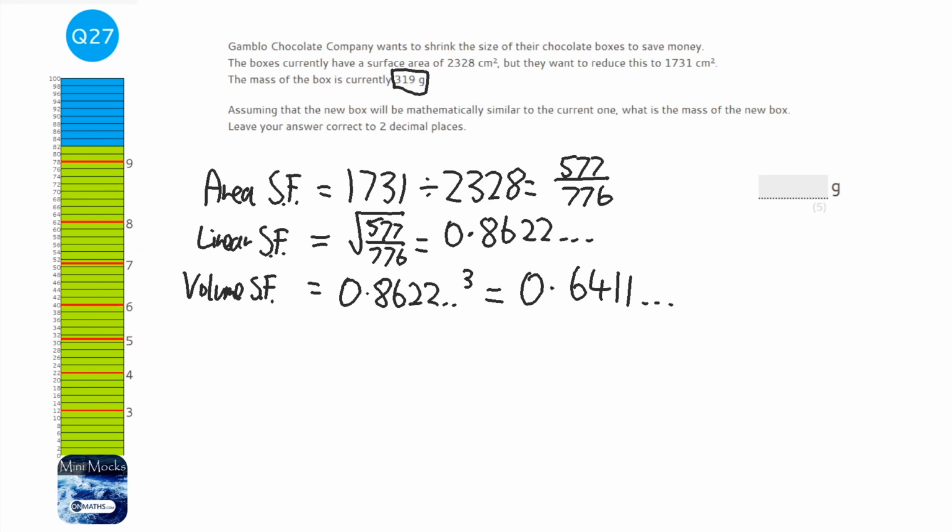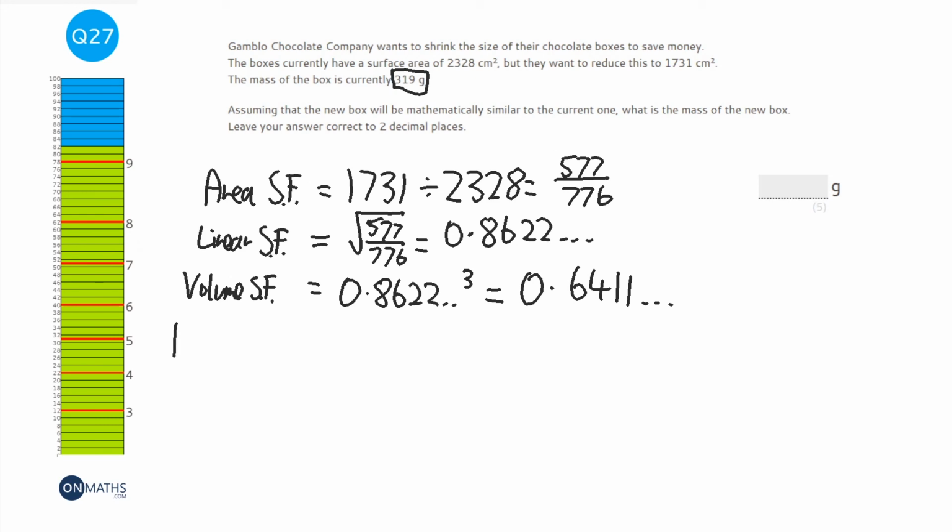Now, the reason we need the volume scale factor is grams is a 3-dimensional thing. Okay, so it's going to be involved in the volume. Yes, with volume normally it's centimeters cubed, but grams works the same way as centimeters cubed.